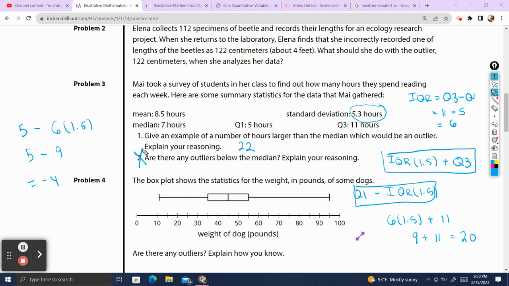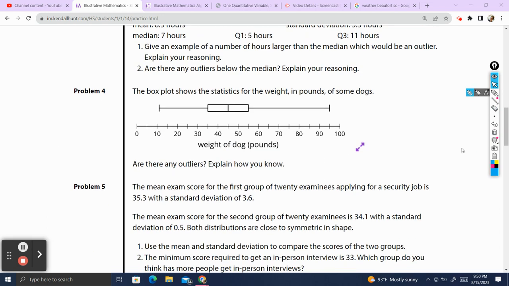So there are no outliers that will be below the median. So we're going to write down nope. Pause the video here if you need to take a second and review this. Otherwise, I'm moving on to problem number 4.